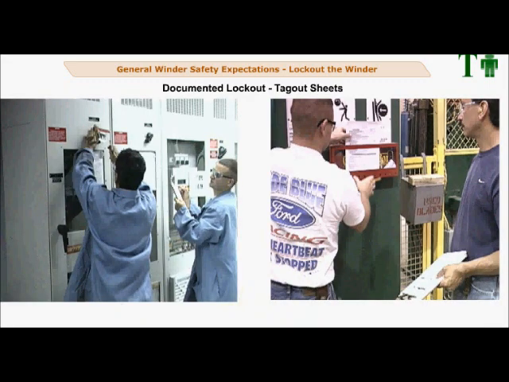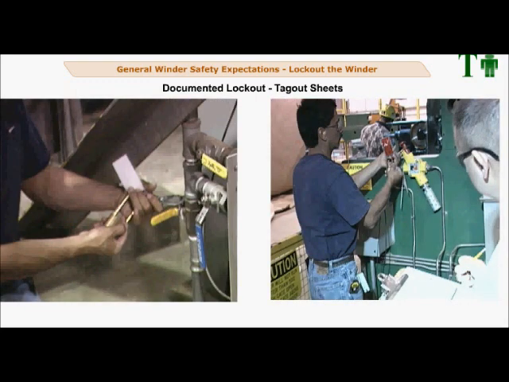There must be a documented lockout-tagout process for all components of the winder. This process would direct employees on how to safely lock out the equipment, whether it's hydraulic valves, pumps, air valves, and electrical components, or any combination of these.